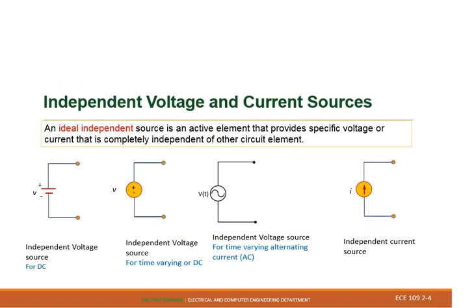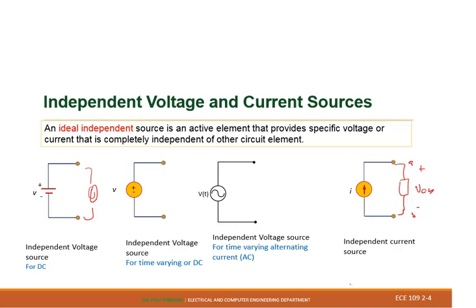Okay, so in this section we're going to show how we can represent the independent voltage and current sources. The ideal independent source is an active element that provides a specific voltage or current that is completely independent of other circuit elements, which means if you connect any element here, it will not change the voltage value. Of course, because of the voltage source, the current will change depending on the element value, but not the voltage. Similarly, when you connect an element to the independent current source, the current value will not change, but the voltage VAB may change.